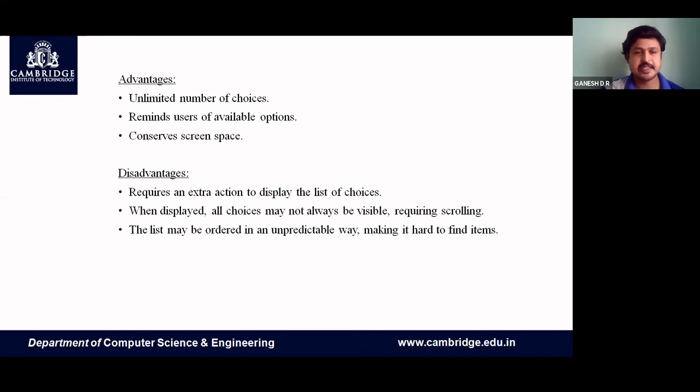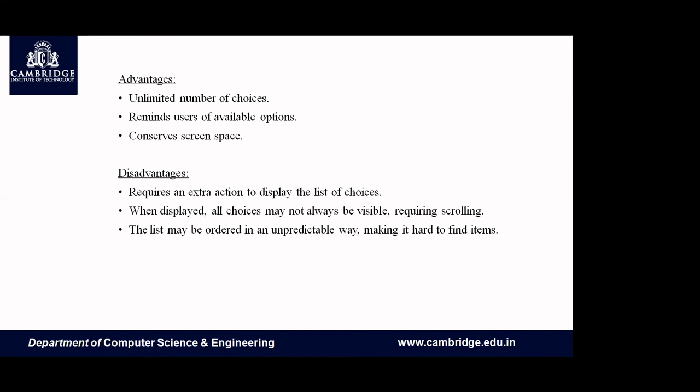The disadvantages here are it requires an extra action to display the list of choices. When displayed, all choices may not be visible, because if there are more options, scrolling should be done. The list may be ordered in an unpredictable way, making it hard to find items. So on selecting items, if there are multiple paths, and the prediction is not according to the user's expectation, it will be very difficult for the user to identify it.